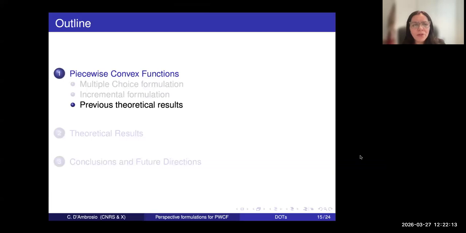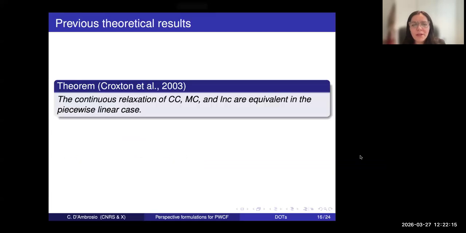Okay, now that I introduced this, I will move to the theoretical results. In the paper that I was mentioning before by Croxton and co-authors, they proved that the continuous relaxations of the three formulations are equivalent for the piecewise linear case. They just focus on the piecewise linear cases. So what we wanted to explore is what happens if we move to the generalization to the piecewise convex case.